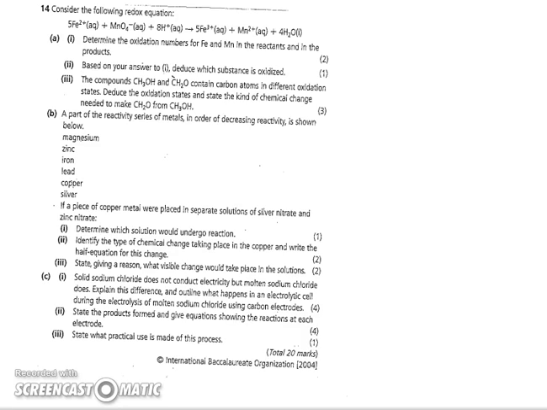So looking at part B, you've got a reactivity series there with the most reactive metals at the top, so magnesium being the most reactive. If a piece of copper metal were placed in silver nitrate and zinc nitrate, so they want to know which solution would undergo reaction. So copper would have to be more reactive than silver, and copper would have to be more reactive than zinc for this to happen.